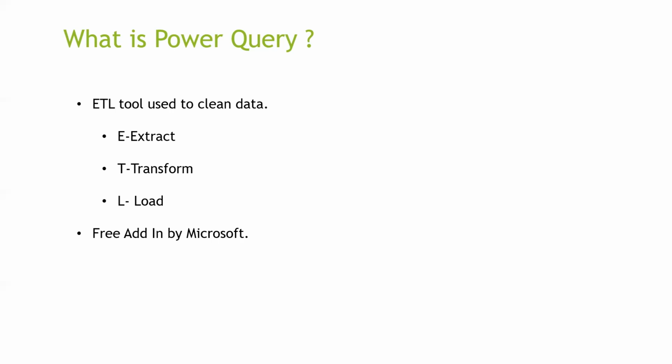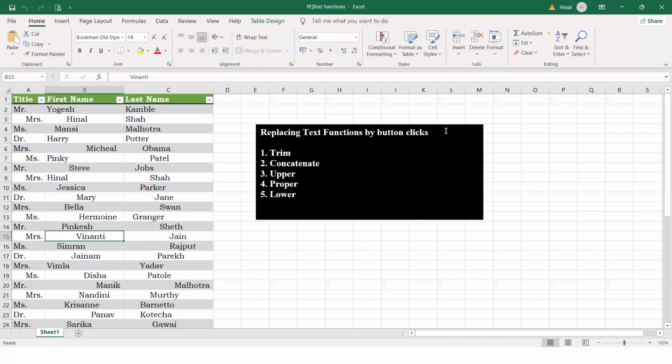So let me explain you in detail with an example that how we are going to use Power Query. Let us understand that with an example. Now, I'm going to give you an example of some text functions. Here on my screen, you can see few text functions. You can perform these text functions, which are trim, concatenate, upper, proper, lower, by just using button clicks. Now, when I say button clicks means only using mouse, and there is no need for you to type any function, any formula to transform your data.